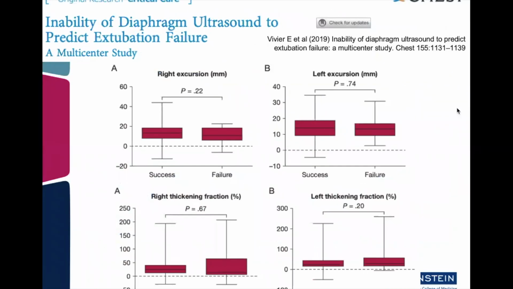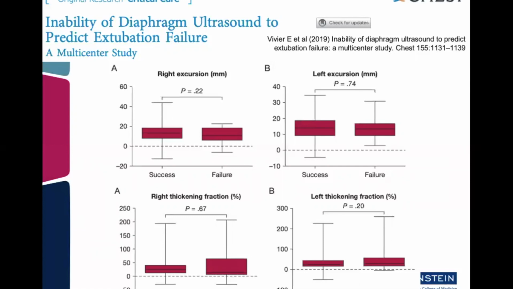This was probably the best study done looking at diaphragm assessment. This was a recent study in 2019, a prospective multi-center trial looking at 191 mechanically ventilated patients who were at high risk for extubation failure. High risk was defined as intubated for more than 7 days, greater than 65 years old, and also having comorbid cardiopulmonary disease. Ultrasound was used to assess for diaphragmatic dysfunction, which they defined as excursion of less than 10 millimeters or thickening fraction less than 30%.